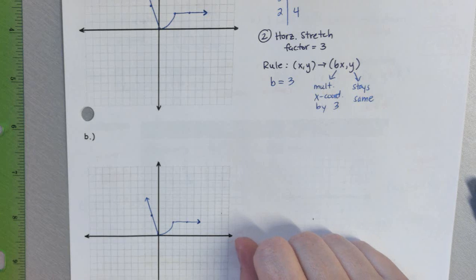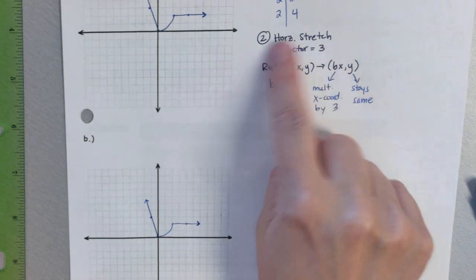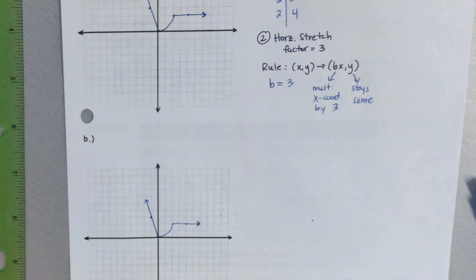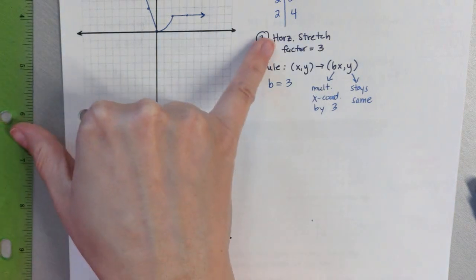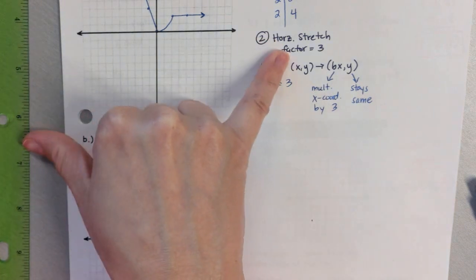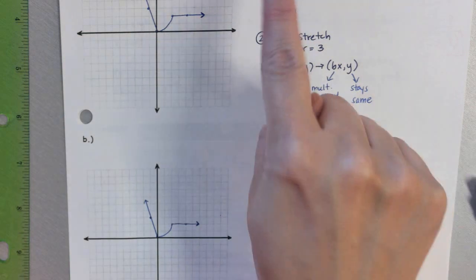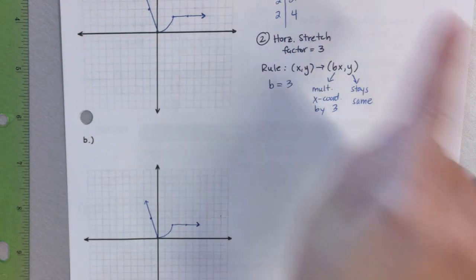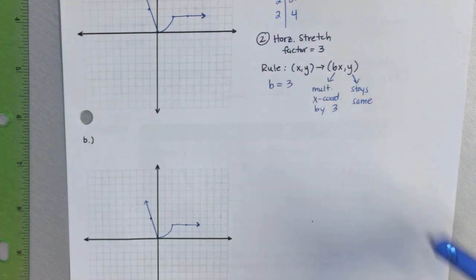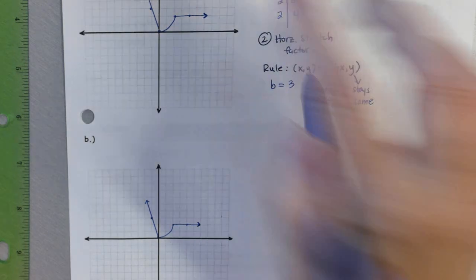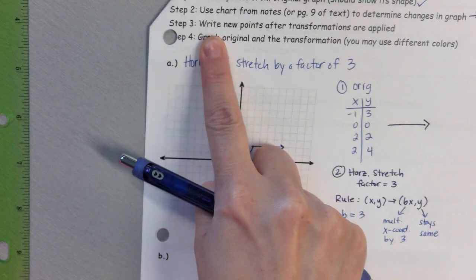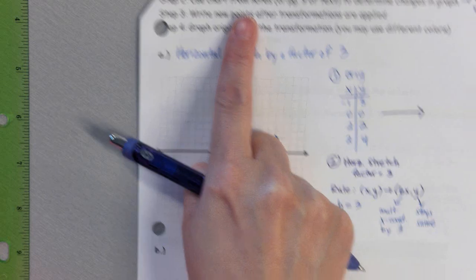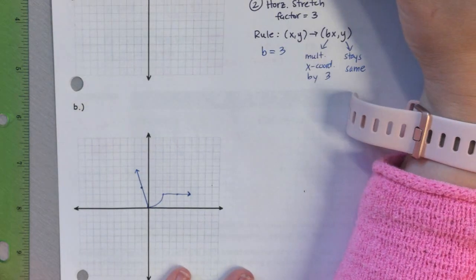Okay, so step 2 is something I want you to have in your notes, but this isn't something I'm going to expect you to write out for every problem. You're going to be able to see it's a horizontal stretch, the factor of 3. So you can go straight from, on your homework, the original to the transformation. Okay, which is step 3. So step 3 is writing the new points after the transformations are applied.